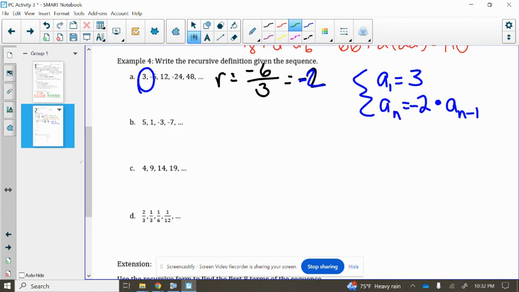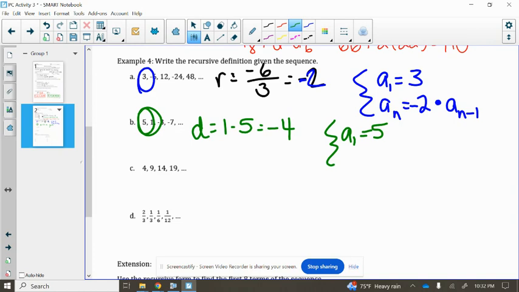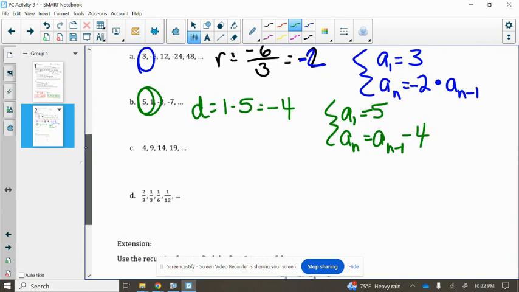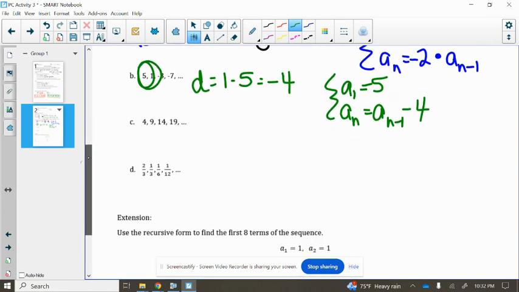Now, this second one is an example of an arithmetic. And each time to get our next term, we are subtracting 1. So we're going to, again, start this off always by listing your first term. And then this time, to get our current term, we take our previous term and subtract 4. All right, there are 2 more for you to try.